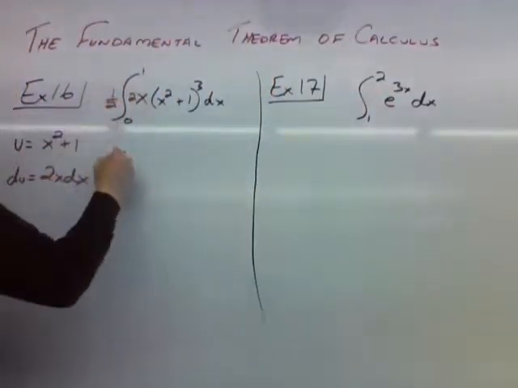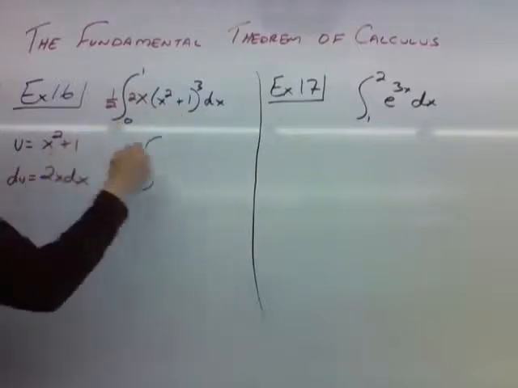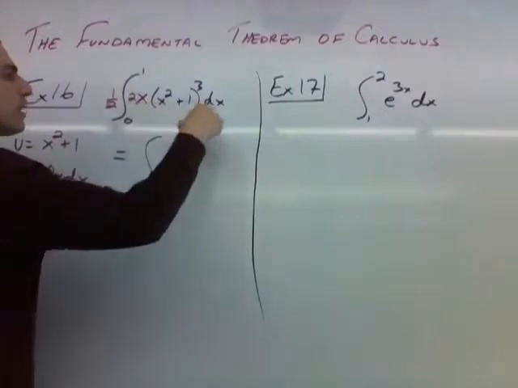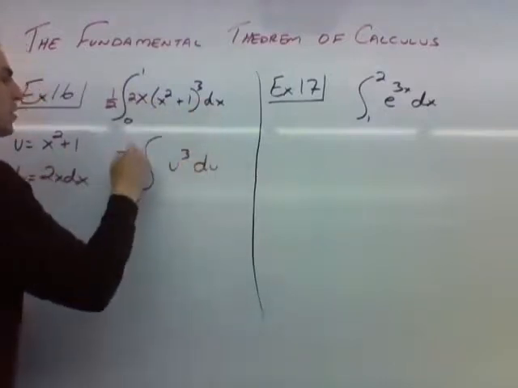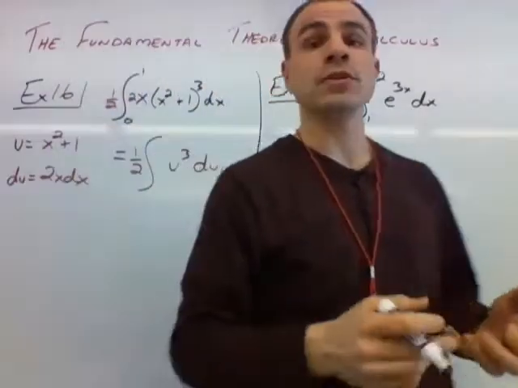All right, so this is going to be equal to the integral, and now x squared plus 1 is replaced by u, so we have u cubed. The 2x and the dx are replaced by du. We have the 1/2 out front, and we've changed our differential, we've changed our integrand.